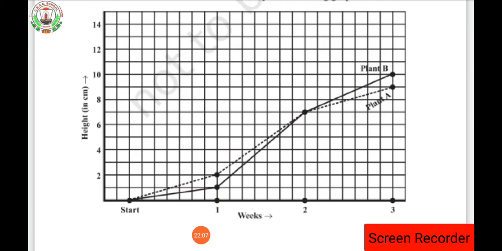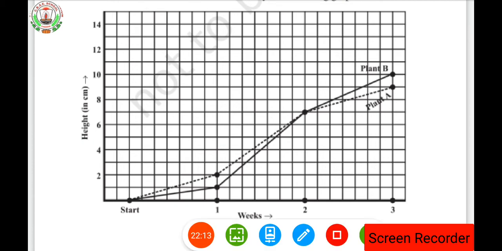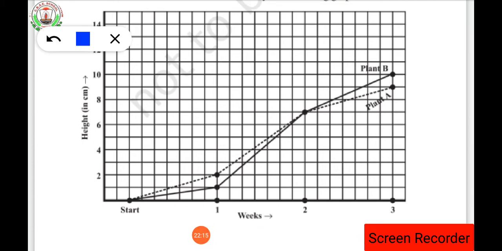Similarly for the B part, how high was the plant after the second and third week? Looking at the B part, in the second week, what is the height? It is the same as plant A, that is 7, isn't it? So the B part first answer will be 7 and the second answer, in the third week, is 10. Clear?